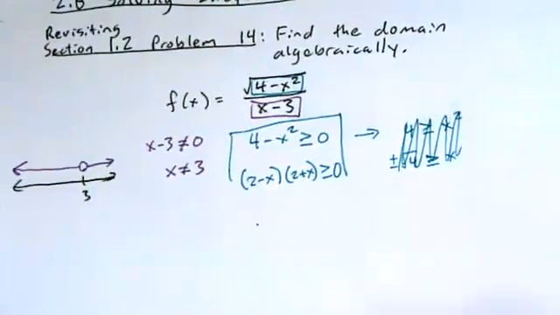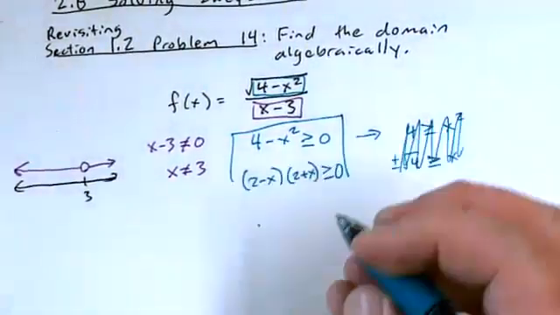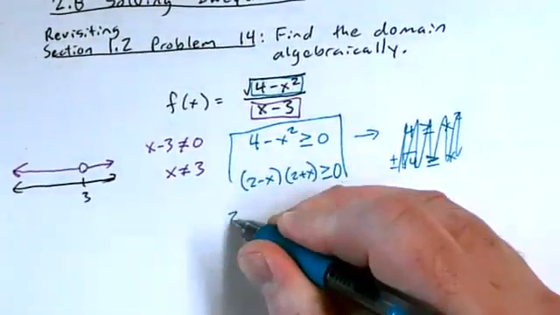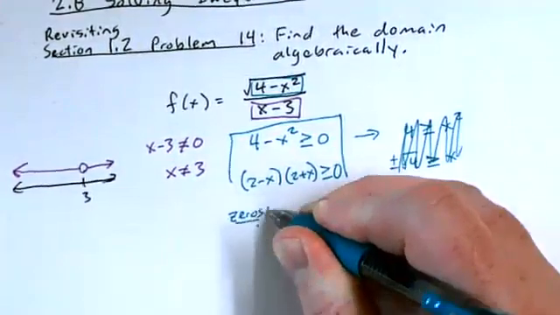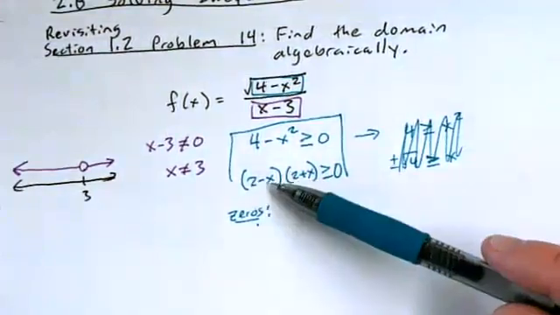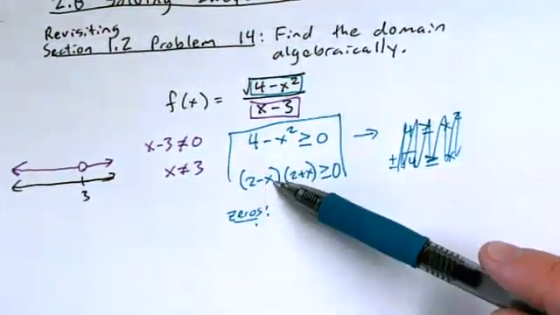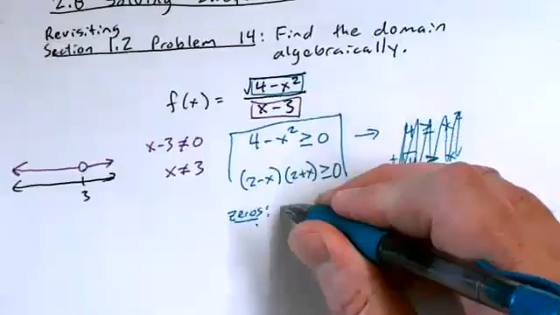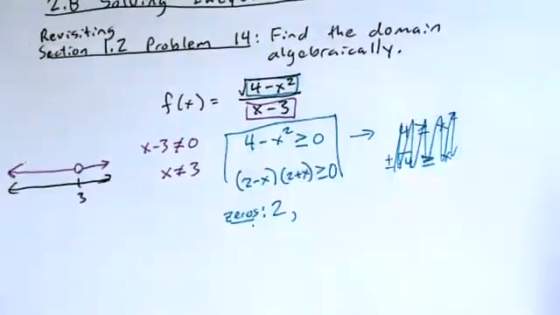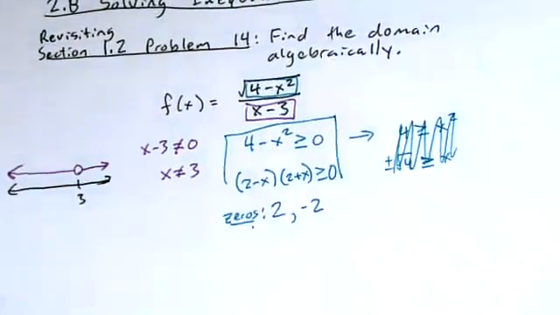And then we're going to find some important points. The important points are going to be the zeros of one side of this thing. Zeros. What would make this first factor equal to 0? What x value would make this equal to 0? 2. What would make my second factor equal to 0? Negative 2. So my two zeros are 2 and negative 2.